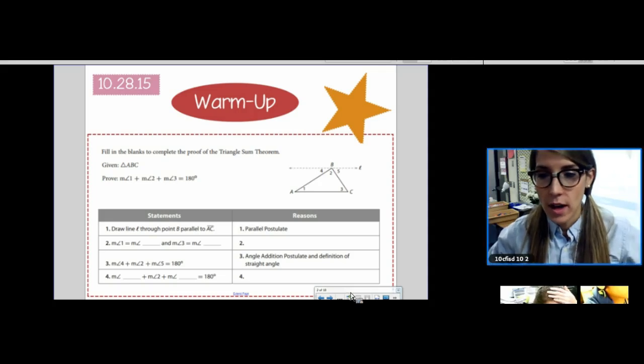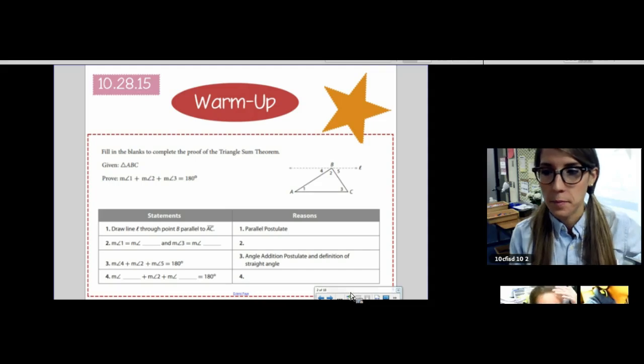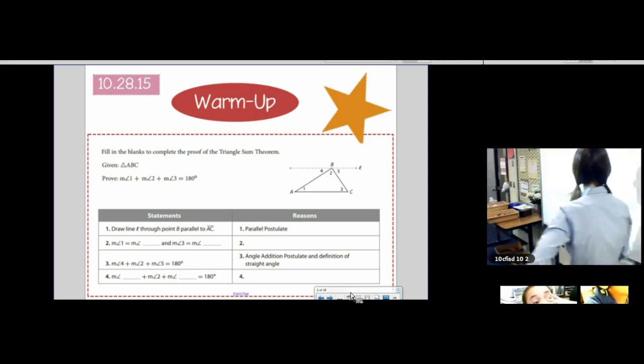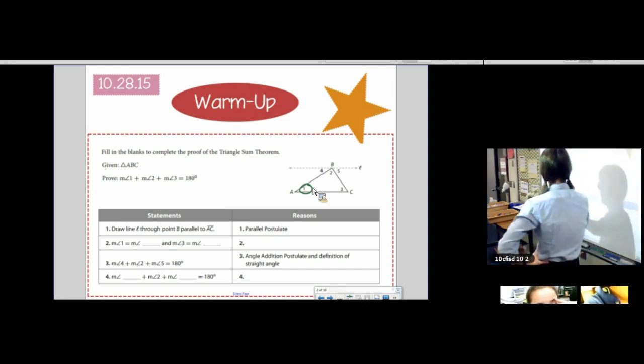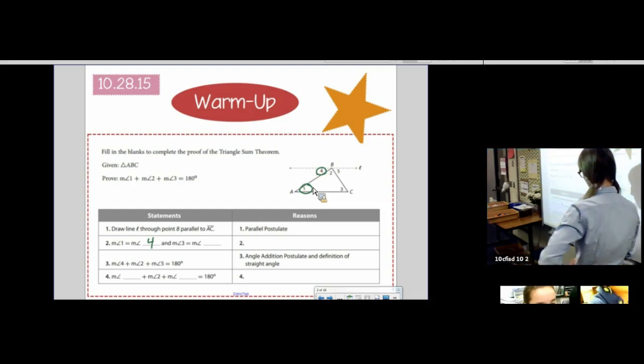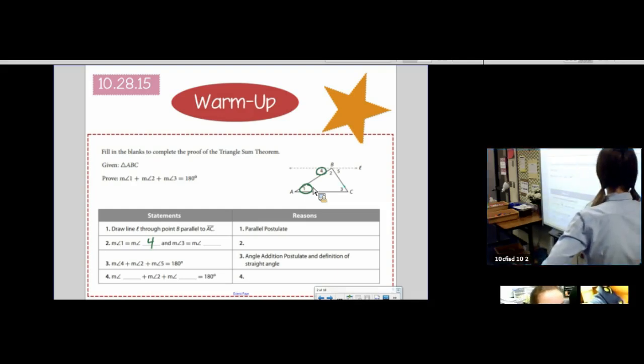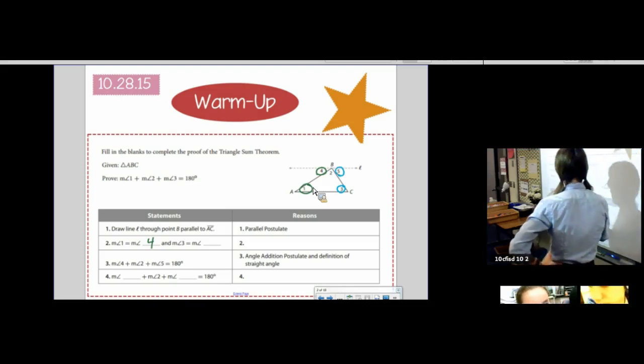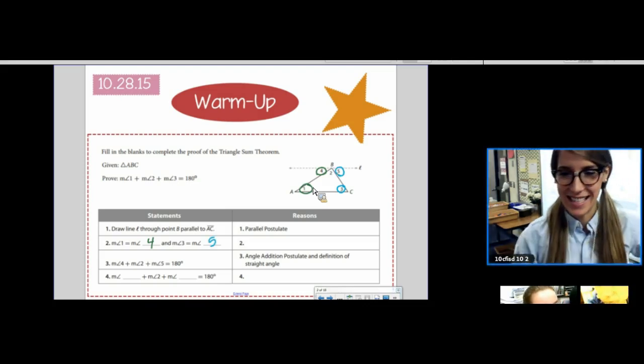The measure of angle 1 is equal to the measure of angle... Can you see angle 1? It's hard to see, guys. Measure of angle 1 is equal to the measure of angle 4. And the measure of angle 3 is equal to the measure of angle 5. And what's the reason?